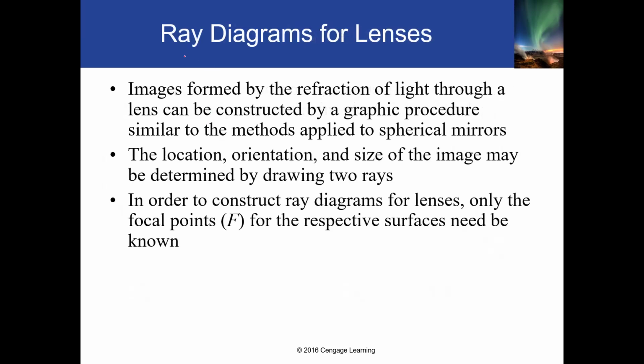And then we need to draw ray diagrams for lenses. So the image is formed by refraction. This time, make sure that a lens has refraction, while a mirror has reflection. Refraction of the light through a lens can be constructed by a graphic procedure similar to the spherical mirrors. And we are again interested in the location, orientation, and size of the image. And in order to construct the ray diagram for a lens, we again need two lines.